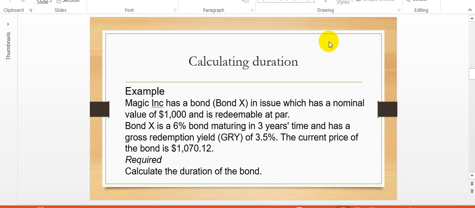The third one is at a discount. Then you're going to redeem at the nominal minus the discount. Again, the question will give you the discount rate.